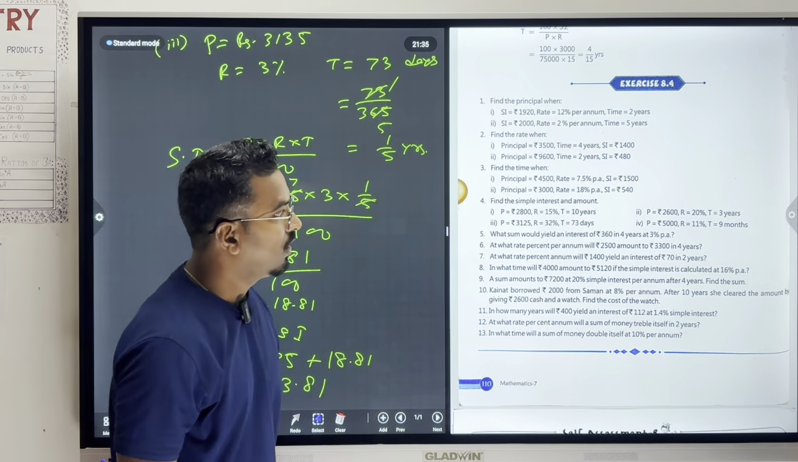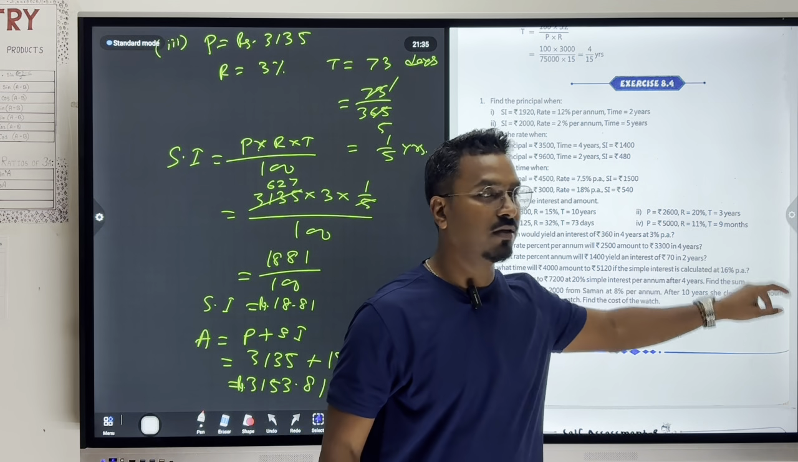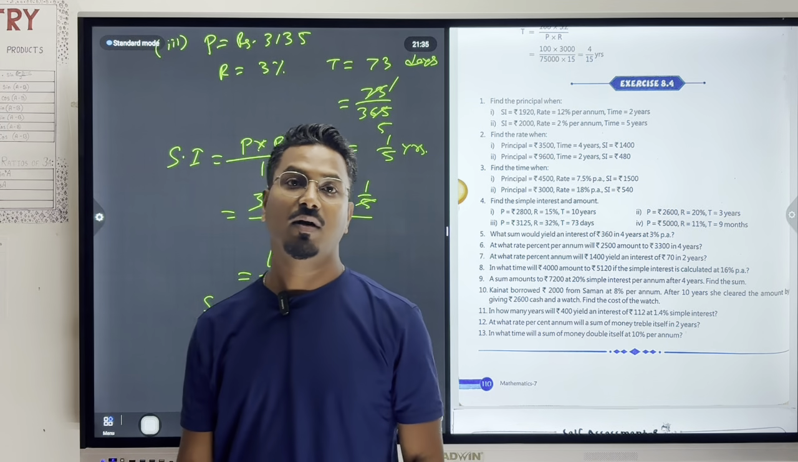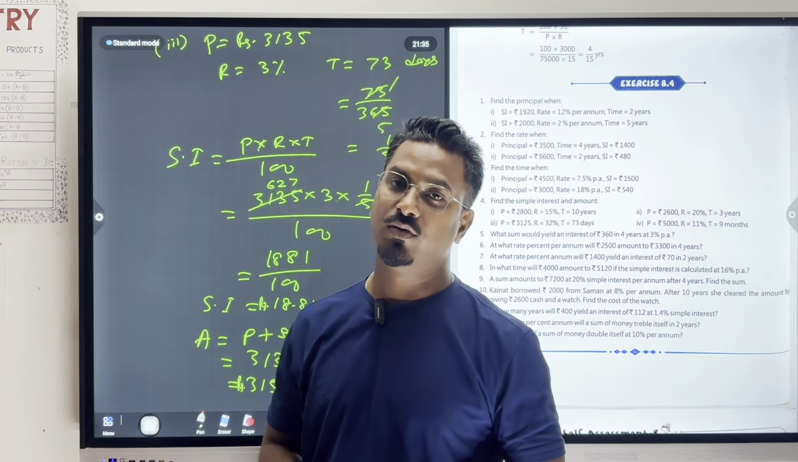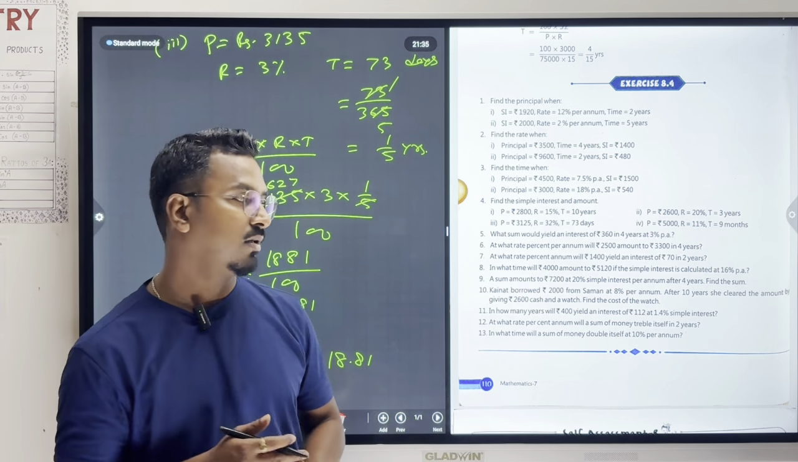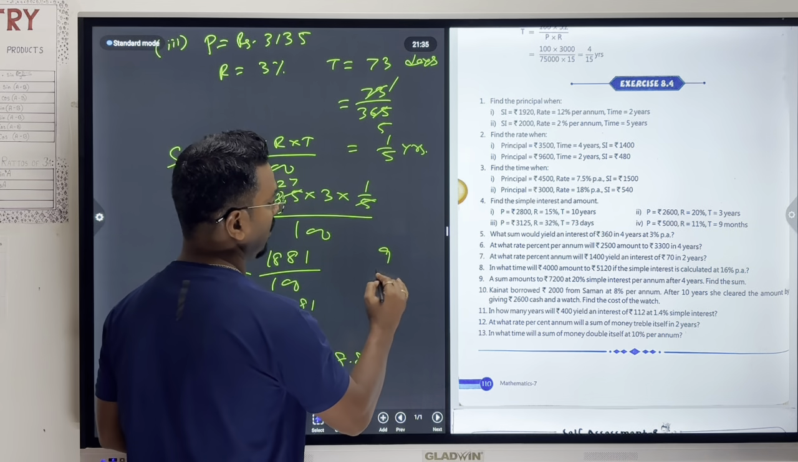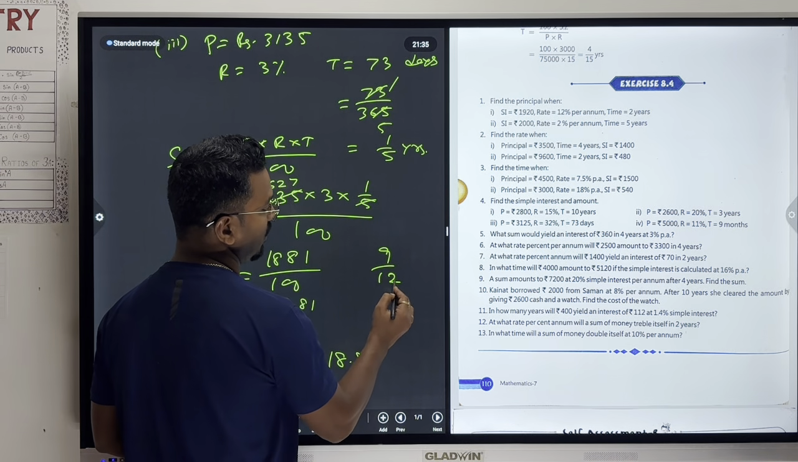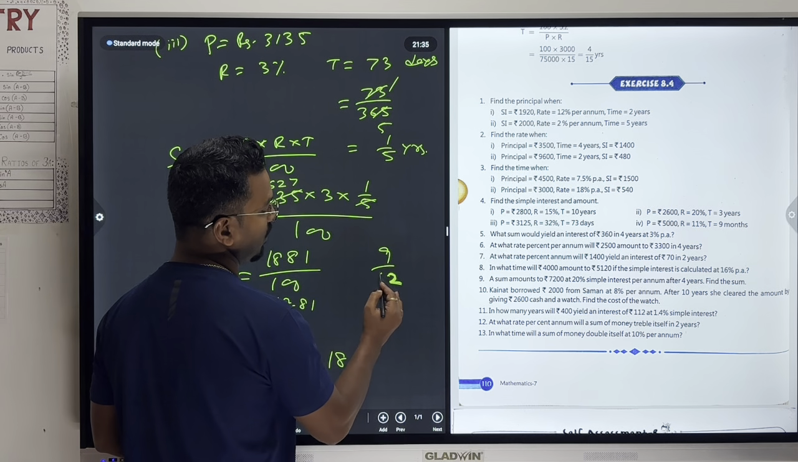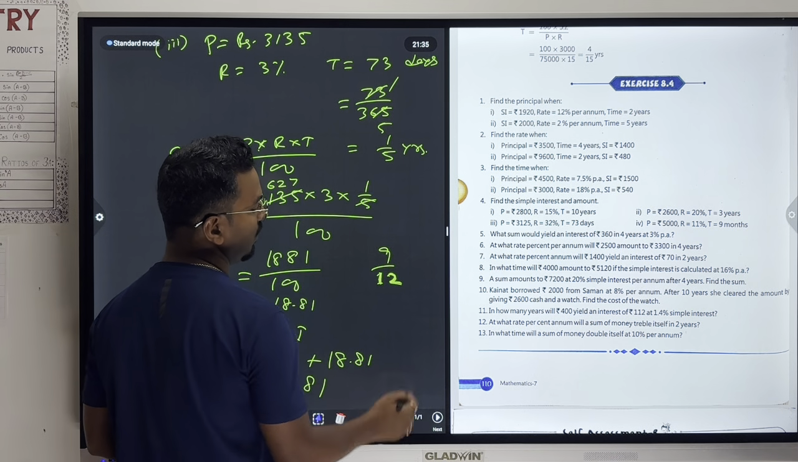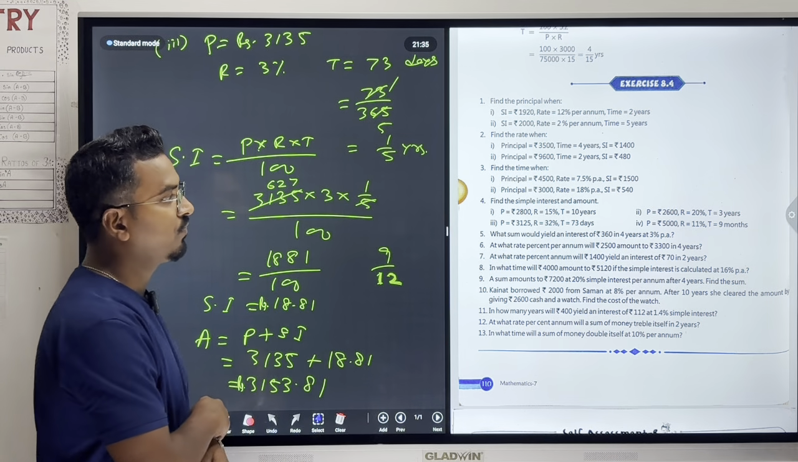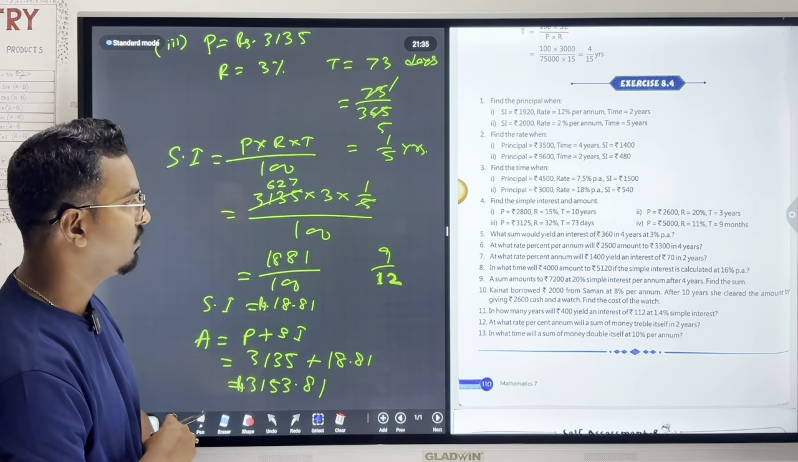In return after how many days? 73 days. This is given in months, 9 months. So you have to convert it into years. So month to year, you have to divide by how much? 12. In a year how many months are there? 12 months, right? So you have to divide by 12. Try to do it by yourself.